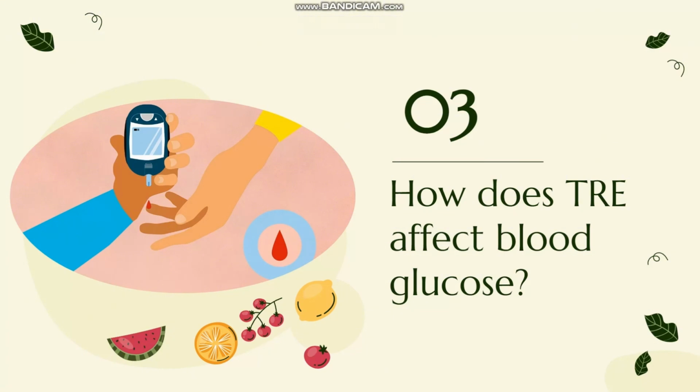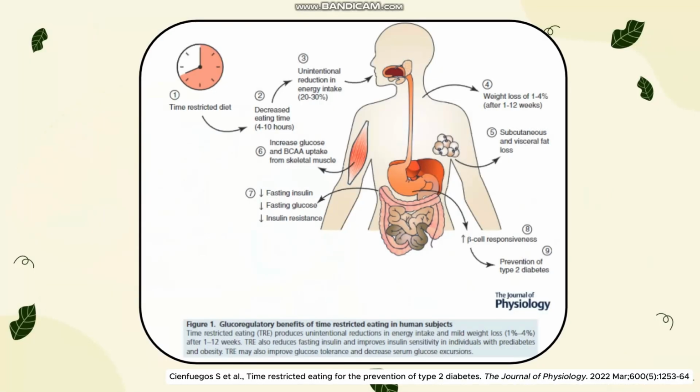Okay, so for this section, we're going to be looking at how TRE affects blood glucose. We're going to start by looking at this diagram, which highlights the many effects of TRE on blood glucose regulation and overall metabolic health. By shortening the eating window, TRE leads to an unintentional reduction in calorie intake, usually around 20 to 30%. This often results in mild weight loss of about 1 to 4%. What's particularly important is that this weight loss includes reductions in subcutaneous fat, which is beneath the skin, and visceral fat, which is around your organs. And this is closely linked to improved metabolic health.